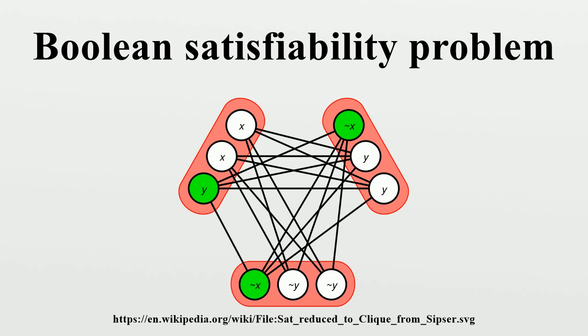Unrestricted satisfiability, SAT, was the first known NP-complete problem, as proved by Stephen Cook at the University of Toronto in 1971 and independently by Leonid Levin at the National Academy of Sciences in 1973.